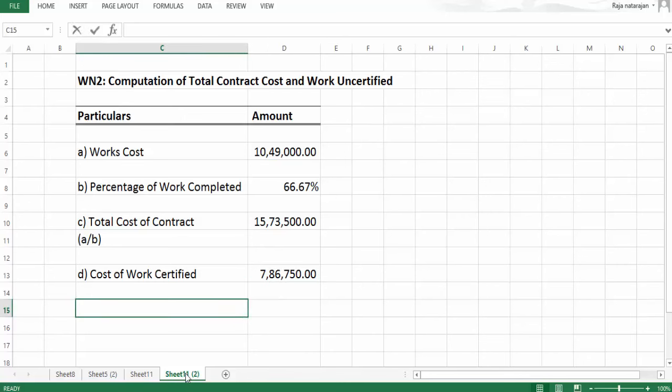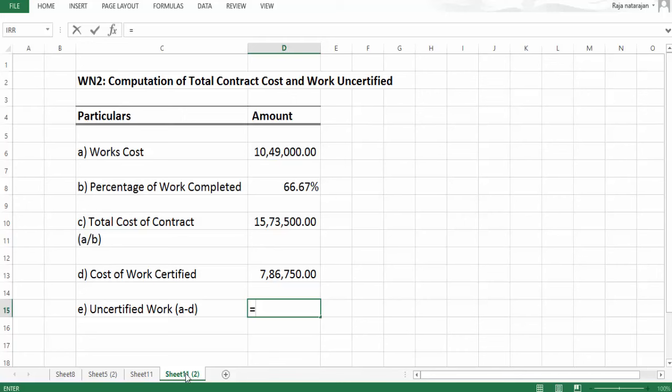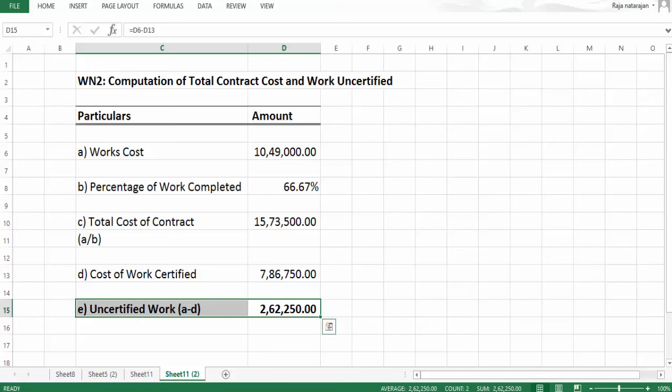Okay, it means there is uncertified work. And how can I find out? Uncertified work is nothing but item number A minus D, and it is 10,49,000 minus 7,86,750, which is 2,62,250. Now this information is very critical for us because this should also be credited in contract account.